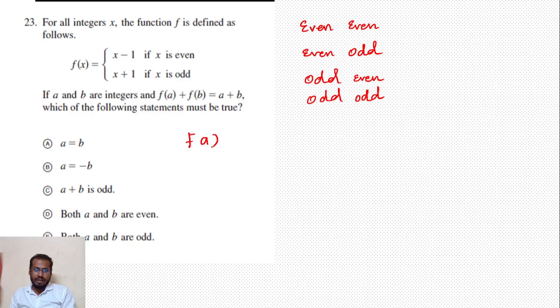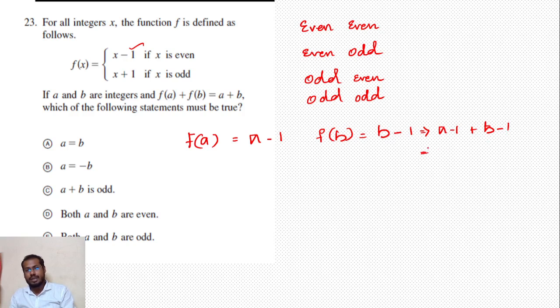Let's take f of a. F of a is equal to, instead of x, I am going to substitute a minus 1. And f of b is equal to b minus 1. Here both the numbers are even numbers. Even number means I need to take negative. So f of a plus f of b is equal to a minus 1 plus b minus 1. So the answer will be a plus b minus 2. So this is the first one.